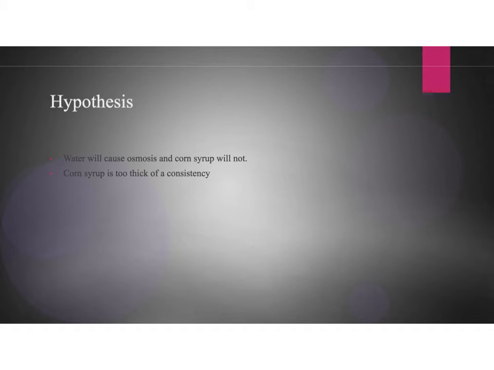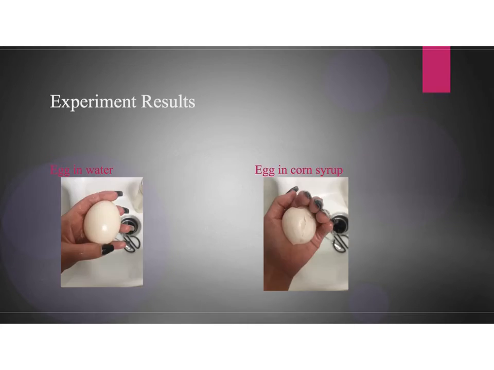My hypothesis is that the water would be the one to start the process of osmosis due to the fact that it's thinner and the corn syrup is a thicker consistency. I feel like the corn syrup would get stuck and not be able to penetrate the egg membrane.